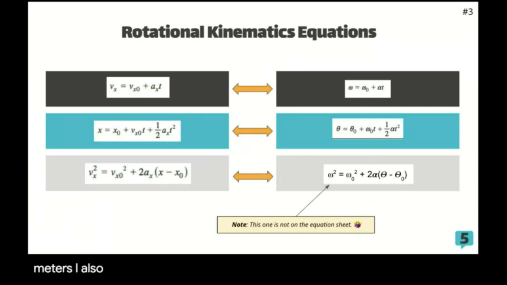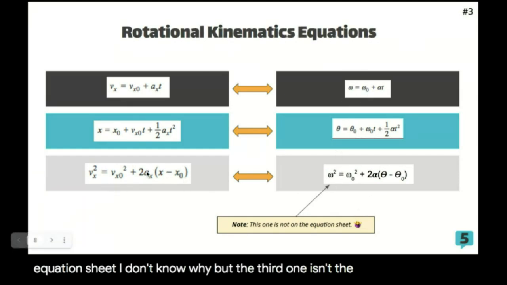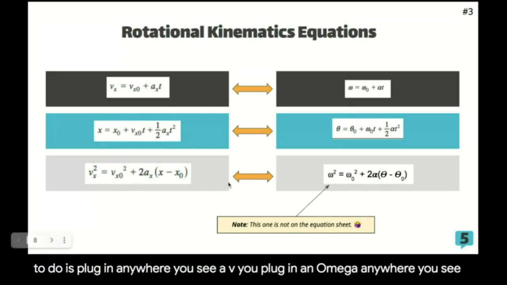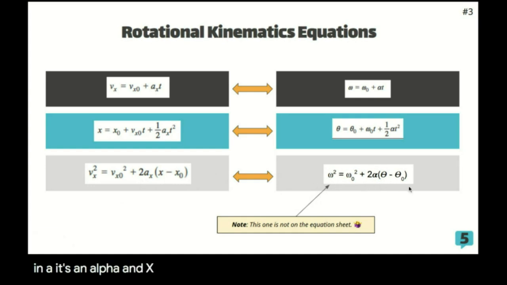I also wanted to point out that while the first two of these are on your equation sheet, I don't know why, but the third one isn't. The linear, the translational one is, but the angular one isn't. You treat it the same way. All you need to do is, anywhere you see a V, you plug in an omega. Anywhere you see an A, it's an alpha, and x's become thetas.